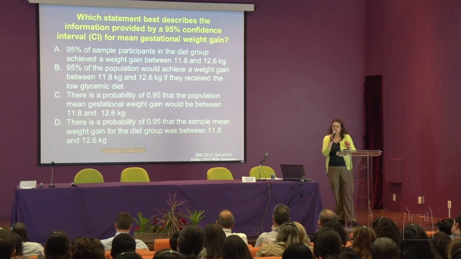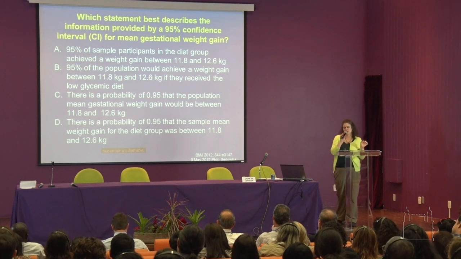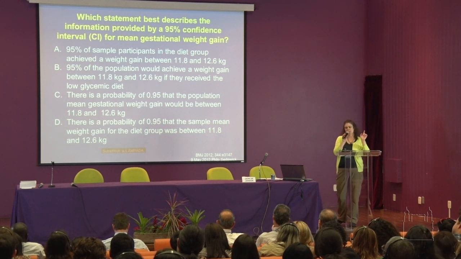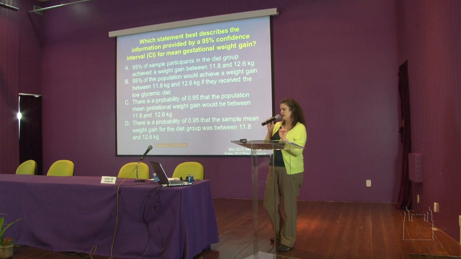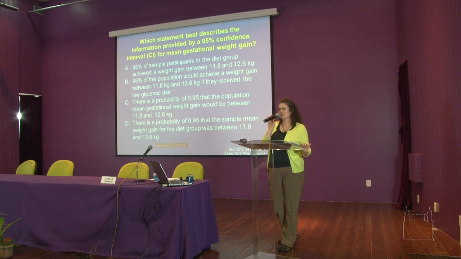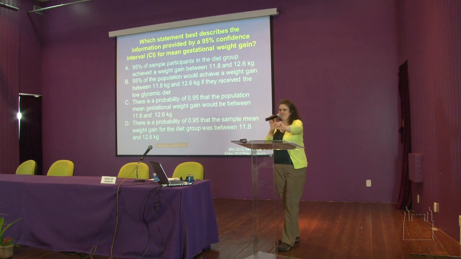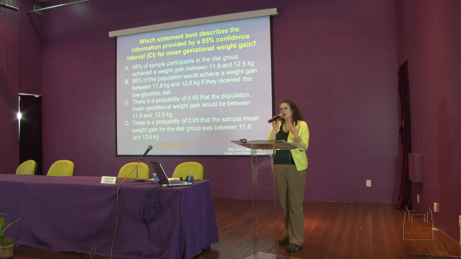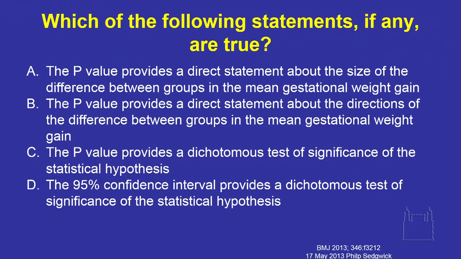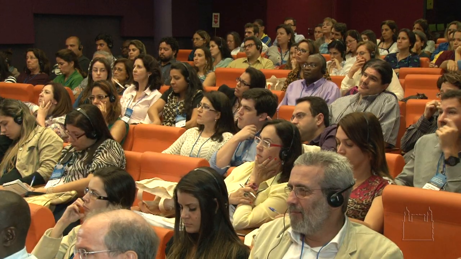C, there is a probability of 0.95 that the population mean gestational weight would be between 11.8 and 12.6. Raise your hand if you think that's true. You are correct. The 95% confidence interval for a mean is trying to talk to us about the probability of where the population mean might be.